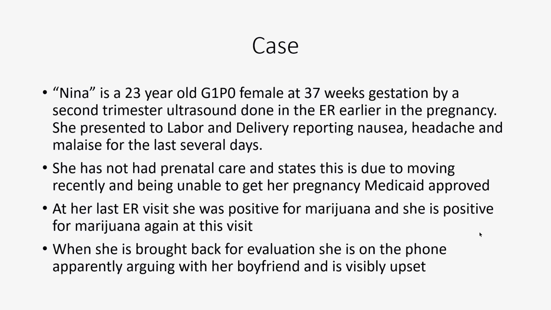She presents to labor and delivery, reporting nausea, headache, and malaise for the last several days. She has not had prenatal care and states this is due to moving recently and being unable to get her pregnancy Medicaid approved. At her last ER visit she was positive for marijuana, and she is positive again at this visit. When she is brought back for evaluation, she is on the phone apparently arguing with her boyfriend and is visibly upset.